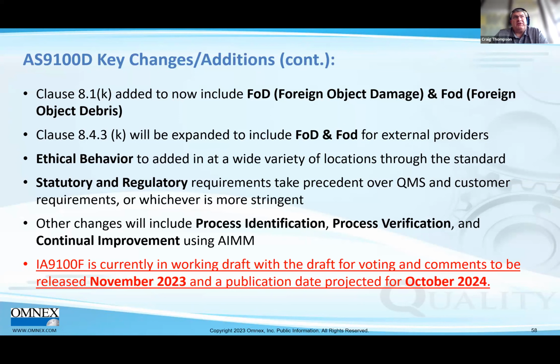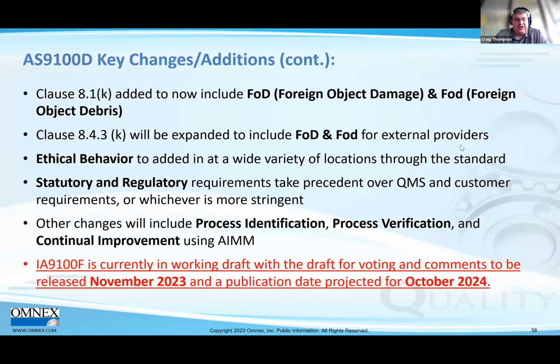Statutory and regulatory requirements. Excuse me. They are putting more requirements within the IA9100 that say statutory and regulatory requirements take precedence over your QMS requirements as well as your customer requirements, right? So which one out of the three is more stringent? That's what you have to go by. There has been some laxness lately in the statutory and regulatory requirements as far as organizations go.